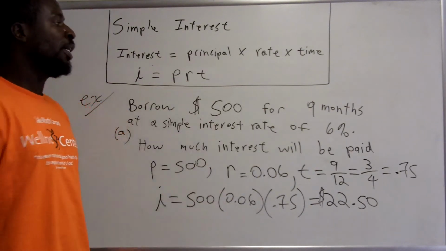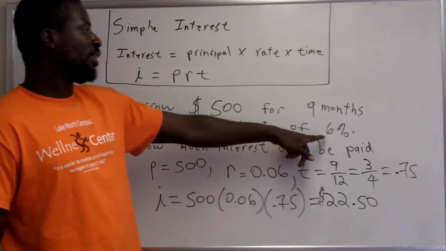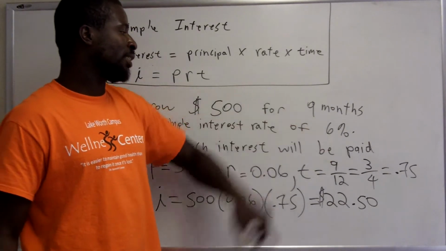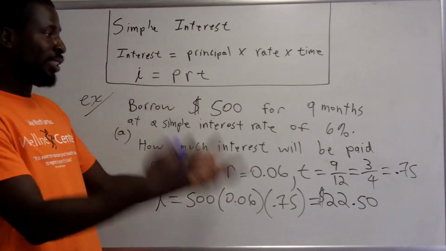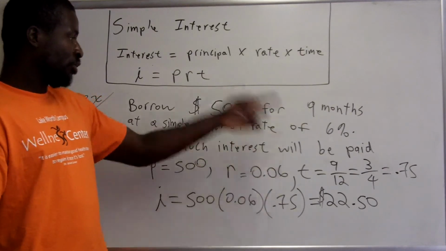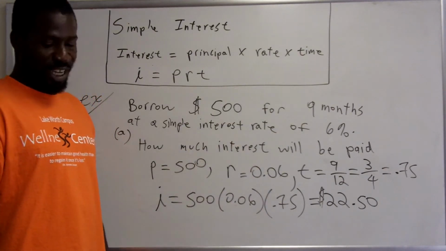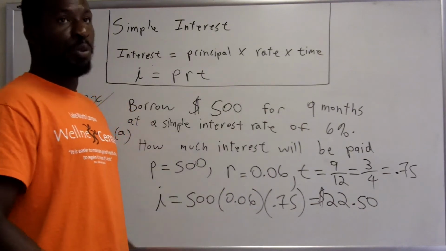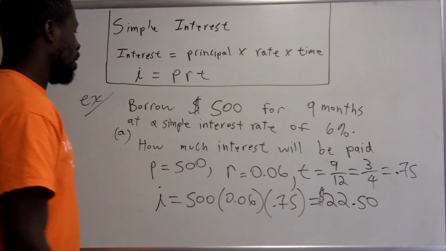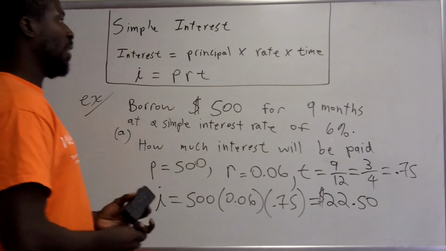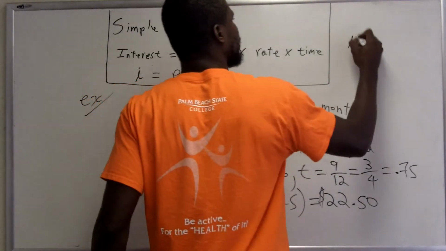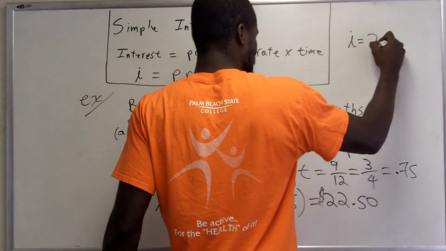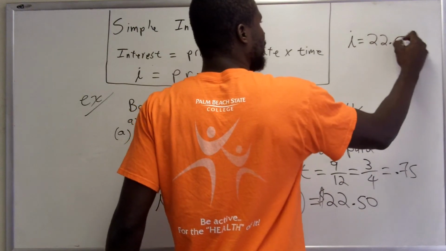You have to remember though that the time has to be given in the same units as the interest rate is, and if not otherwise stated, the interest rate is going to be given in years, a yearly interest rate. So that means time, for the most part, should be written in years. All right, so that's the first part. I found out that interest is equal to $22.50.